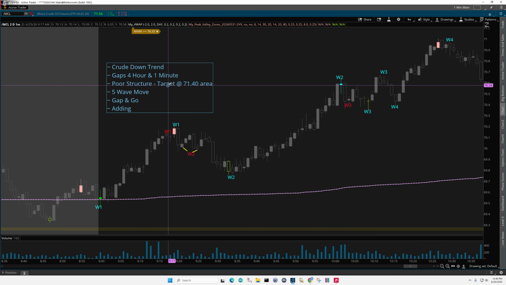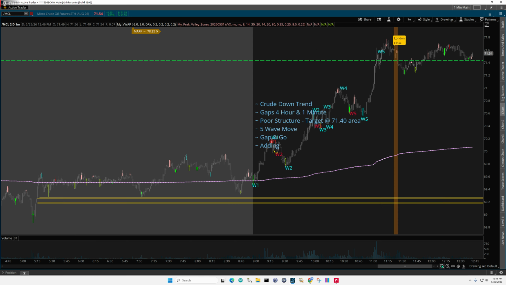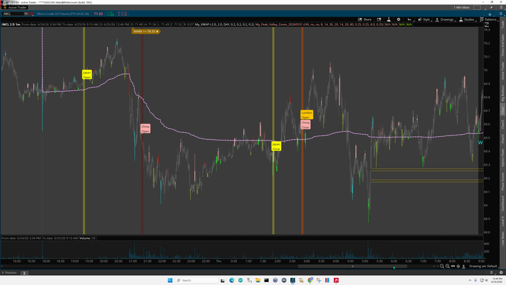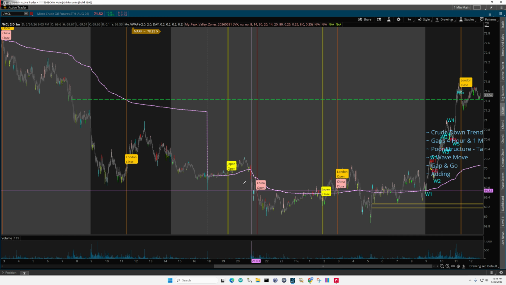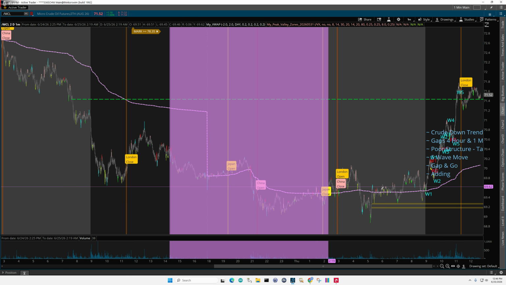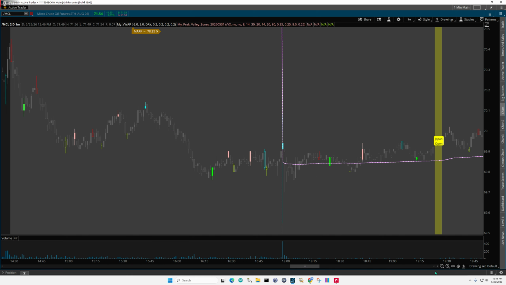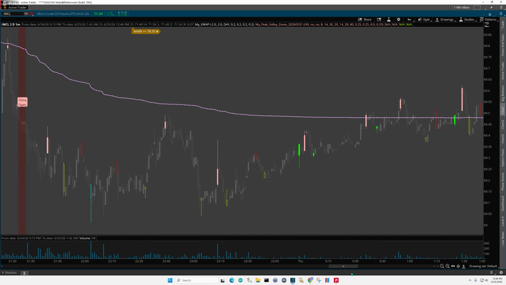So we're looking for poor structure on the 1-minute chart. So let's zoom out. We'll look at the overnight session. A little further. Here's the overnight session. This is the low. And then there's a couple gaps right here. I'll zoom in. Show you those.